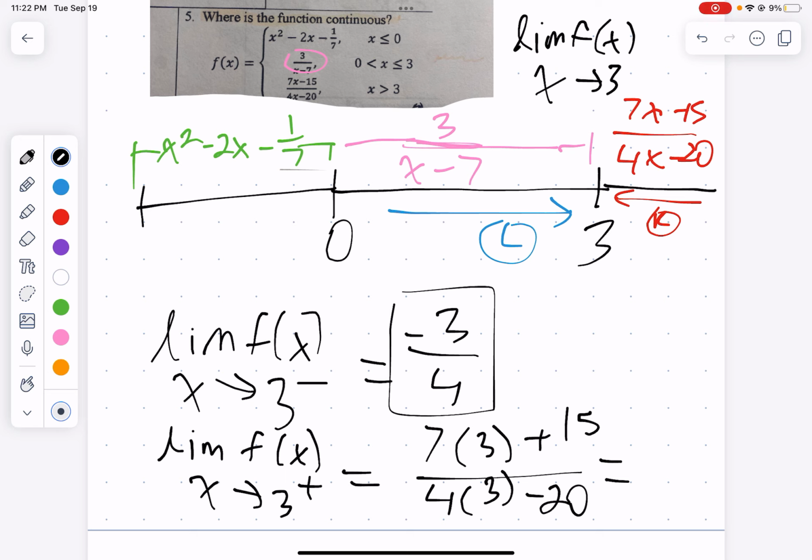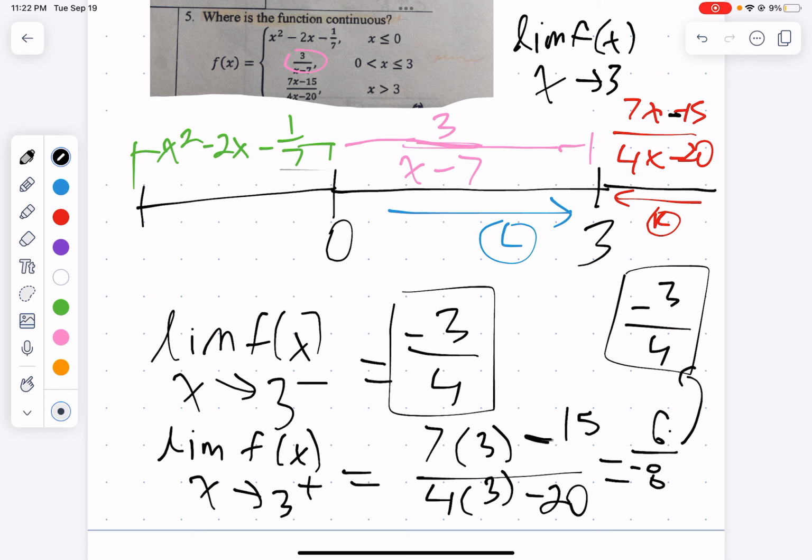And that is also going to end up equaling, oof, that should not be a plus sign. That's definitely a subtraction sign. Let me make that very clear. This is very much so subtraction. All right, so that should be 21 minus 15, which is going to end up being 6. 12 minus 20 is negative 8, which simplifies back down to negative 3 over 4.